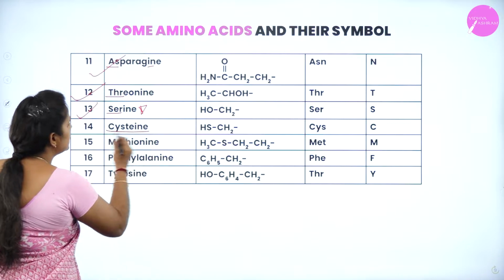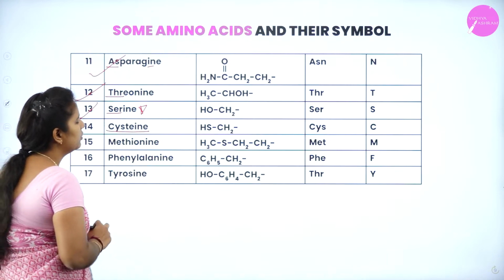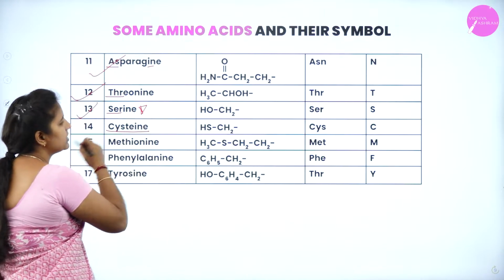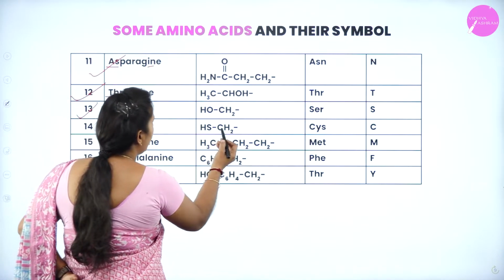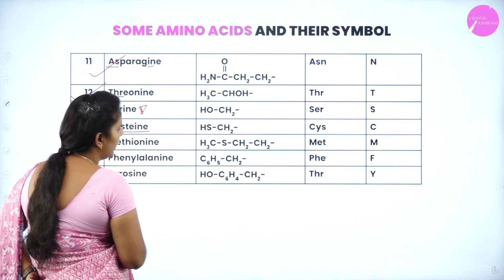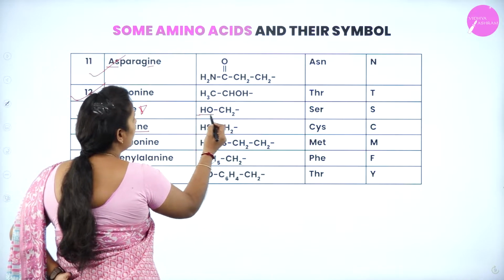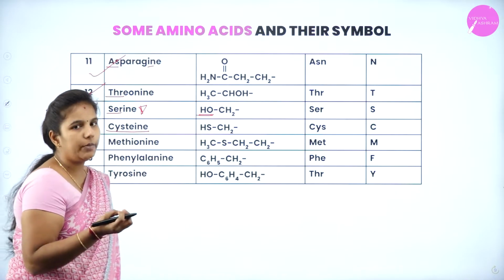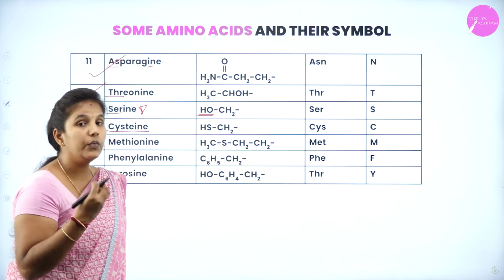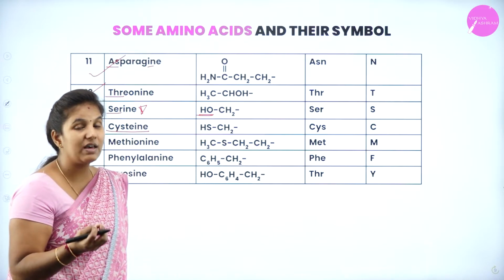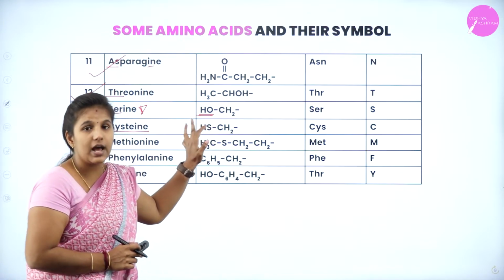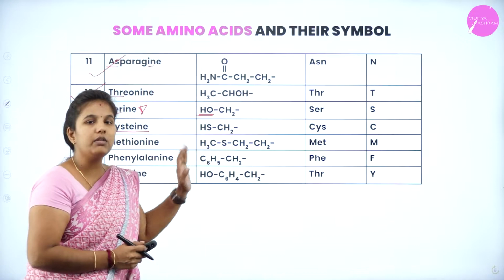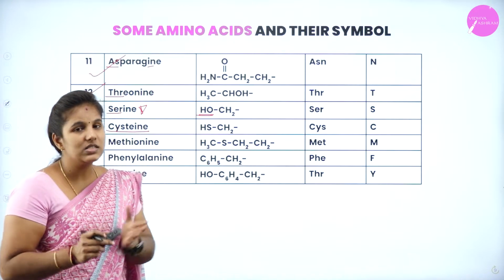Similarly for cysteine. So in cysteine as well as in serine, you can see that the CH2SH group will be there in cysteine and here only the OH group will be there. For your competitive exam, they'll ask which amino acid has a variable group which consists of OH, a hydroxyl group. You can name that amino acid as serine.